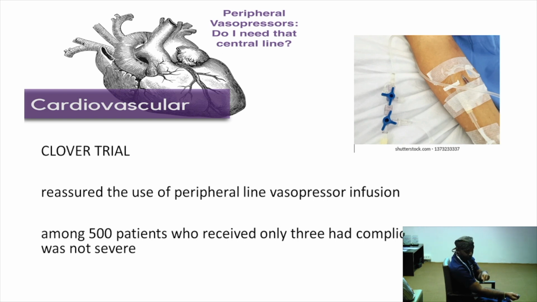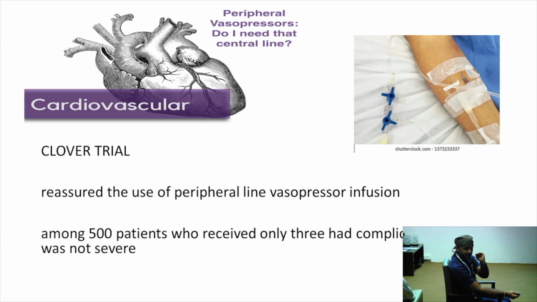But make sure that you use a good bore cannula in the cubital vein, and use a lesser strength of noradrenaline. Don't use it for a longer duration, not more than 4 hours. If the support is going up, then you might have to put a central line. Otherwise, don't delay the vasopressor therapy along with fluid therapy.